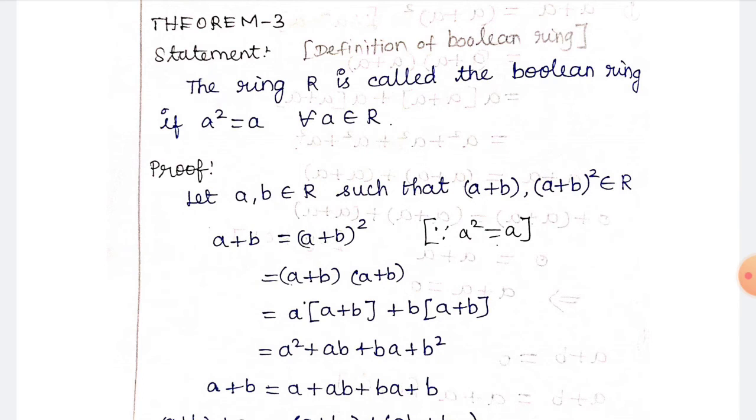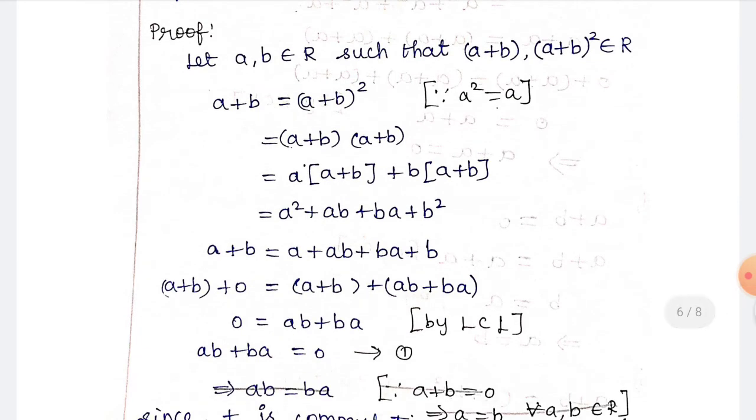(a plus b) the whole square can be written as (a plus b) into (a plus b), so a into (a plus b) plus b into (a plus b), that is a square plus ab plus ba plus b square. Instead of a square and b square you substitute a and b. So a plus b is equal to a plus ab plus ba plus b. So a plus b plus 0, you have to write 0 here, and the next will be a plus b plus ab plus ba. By left cancellation law, a plus b is cancelled. So a plus ab plus ba is equal to 0. Put this equation number 1.